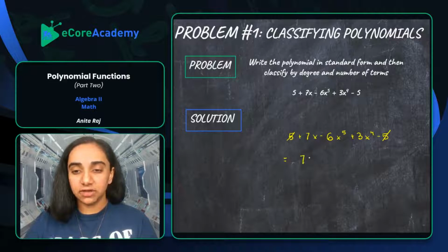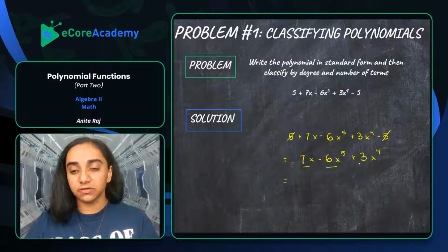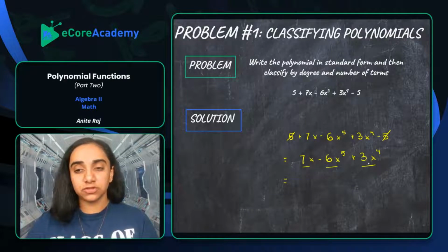So now we just have the 7x minus 6x to the 5th plus 3x to the 4th. Okay, we can't combine like terms here because each of these terms, the x's are raised to a different exponent. Here it's raised to 1, here to 5, here to 4. We just cannot combine them because they're not like terms. So let's rearrange them in proper polynomial standard form in descending order. So we want to put the term with the highest exponent first. 7x is one term, negative 6x to the 5th is another term, and then 3x to the 4th is the third term.